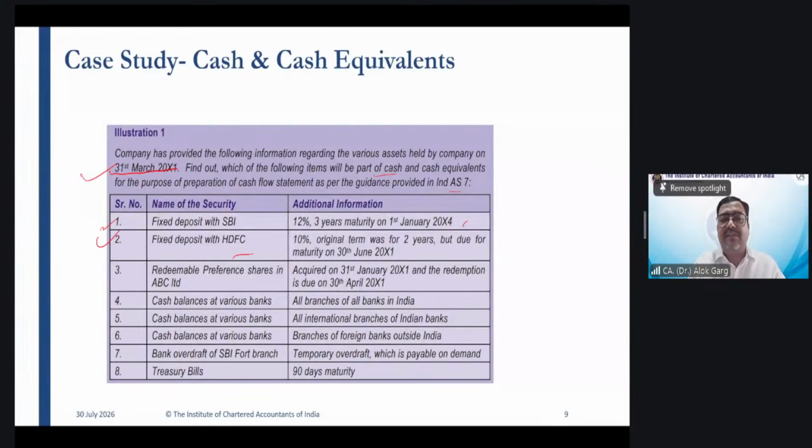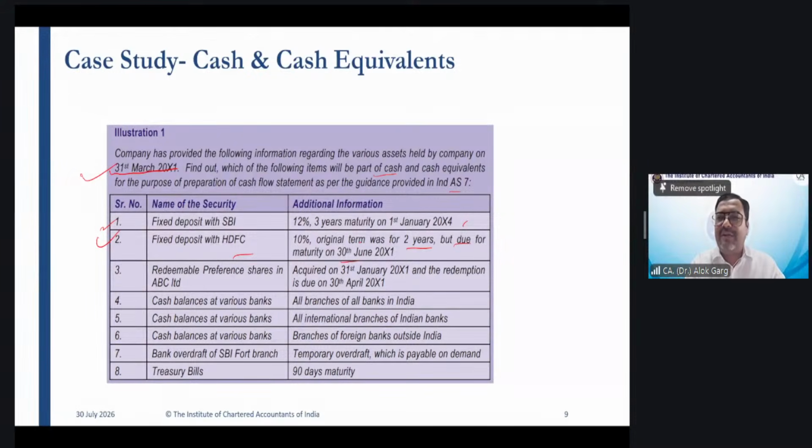Fixed deposit with HDFC, 10%. Original term was 2 years, but it is due for maturity on 30th June 2001. Current, non-current?